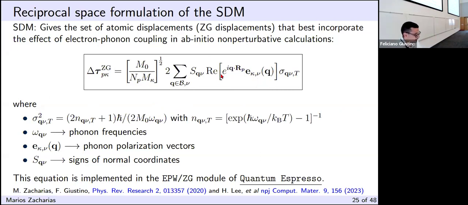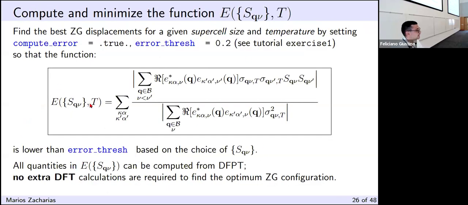And here, basically, the code needs to determine the signs. If you do the theory behind the special displacement method, you end up with an error function which depends on the signs. We need to minimize this object in order to allocate the signs in an optimum way. The code allocates the signs combinatorially until we find the error below a predetermined threshold. The nice thing about minimizing this error, which is very fast, is that we don't rely on any extra DFT calculations, since all the quantities that enter this expression can be computed from density functional perturbation theory.